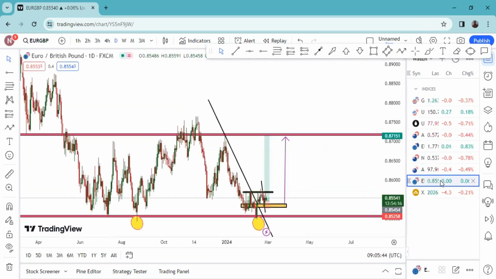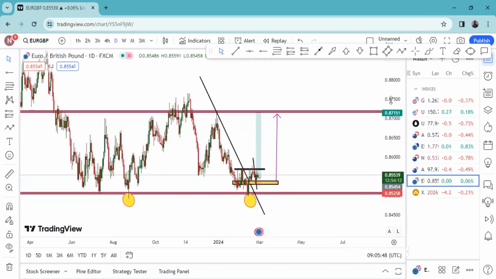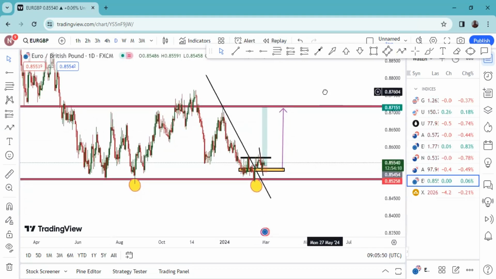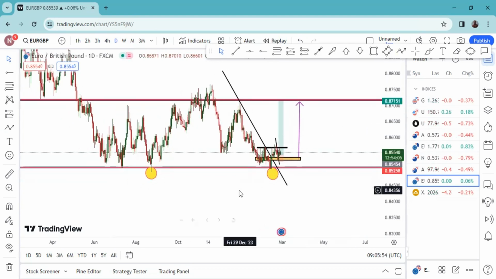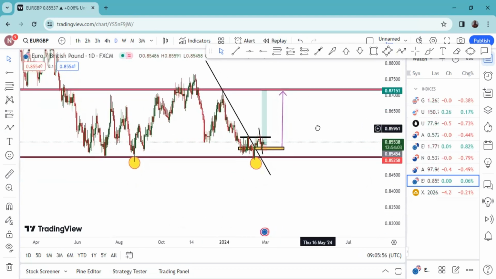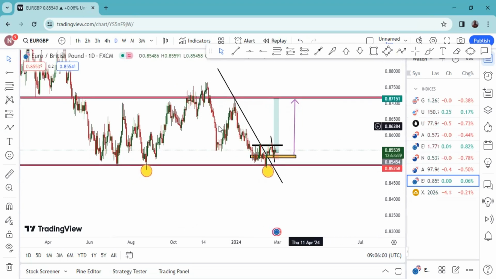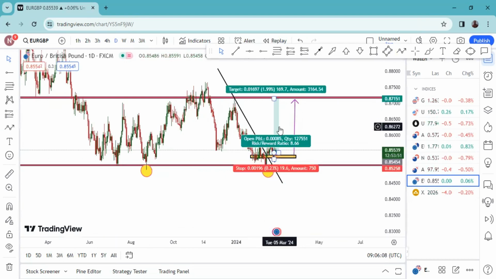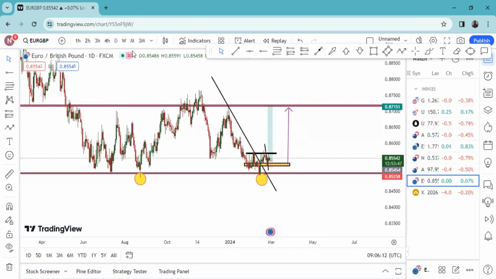Then on Euro GBP, if you can see, I'm in this trade, but I'm not sure. If you can see the confluence, this was a zone, this was a zone. The market came to this zone, broke my trend line, retested, then I went on a buy. But I will tell you why I'm not sure in this trade.